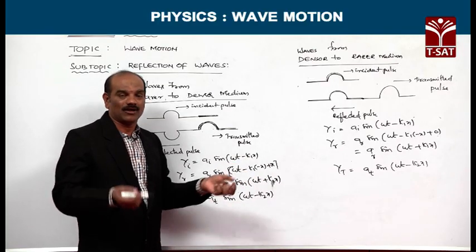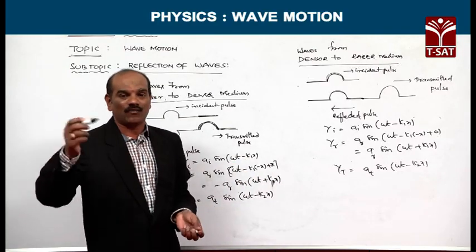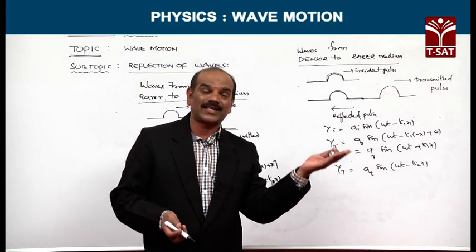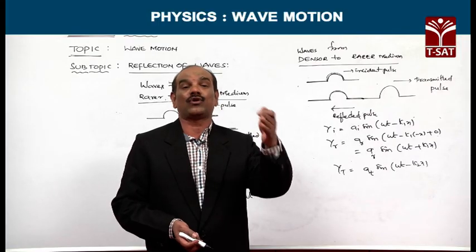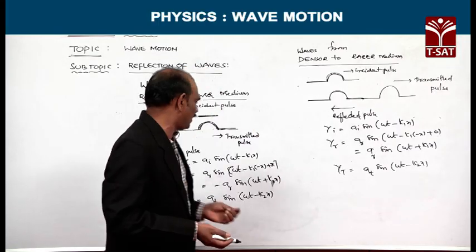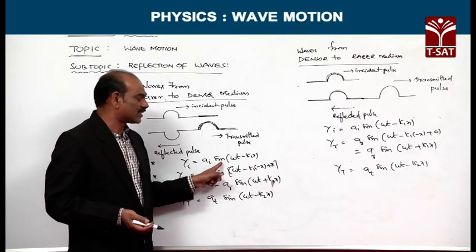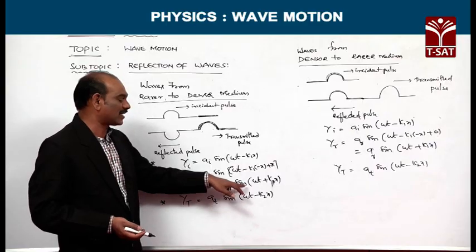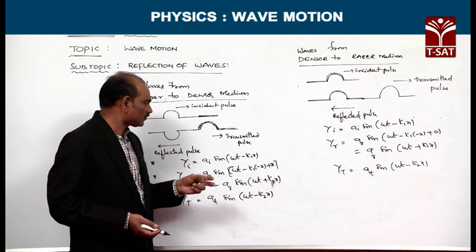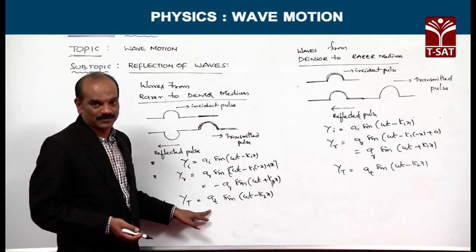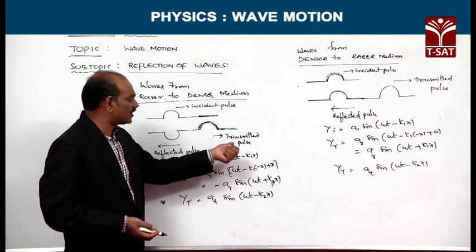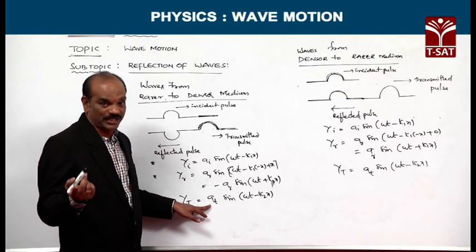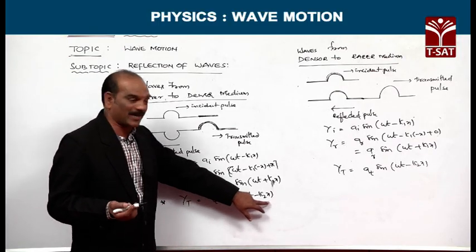We discussed already, when a wave is propagating along the positive x-axis, y is equivalent to A sin(omega t minus kx). When the wave is propagating along the negative x-axis, y is equal to A sin(omega t plus kx). Similarly, the incident pulse is Ai sin(omega t minus k1x), and the reflected pulse is minus Ar sin(omega t plus k1x). But the transmitted pulse, this is the transmitted pulse. In this case, the amplitude At may change: At sin(omega t minus k2x).